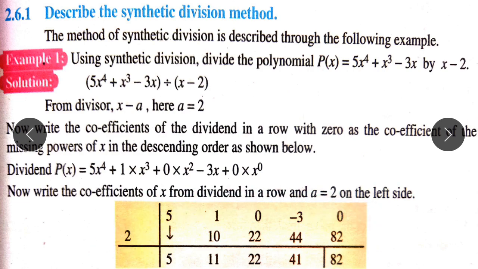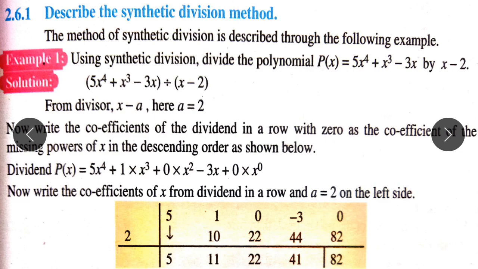Here the method of synthetic division is described. Now see how it is. Write the coefficients of the dividend in a row, with 0 as the coefficient of the missing powers of x, in descending order as shown below. First of all, we are going to write the coefficients of the dividend. Here is the dividend and this is the divisor. The coefficient of x^4 is 5, it is written. Then the coefficient of x cube is 1, it is written. Then the coefficient of x is minus 3, it is written.